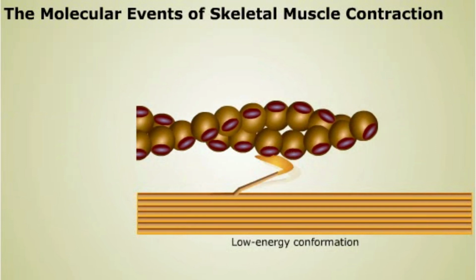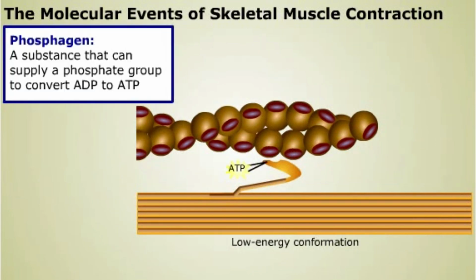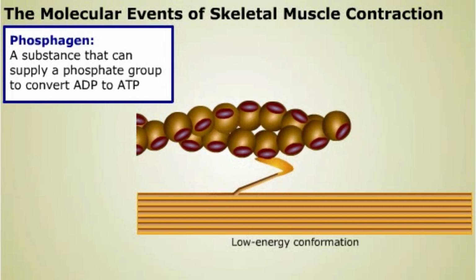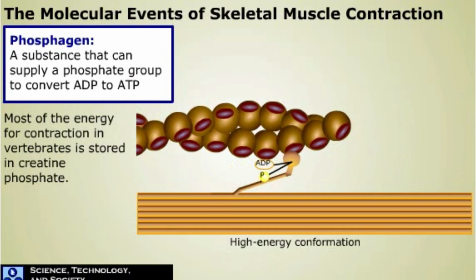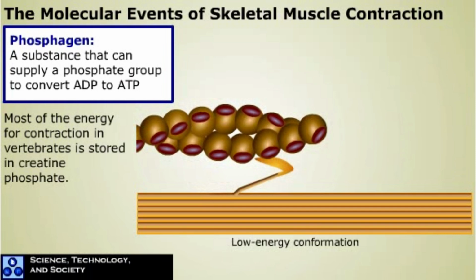Most of the energy for contraction is stored in phosphagens, substances that can supply a phosphate group to convert ADP to ATP. In vertebrates, the major phosphagen used is creatine phosphate. This is why some athletes take creatine phosphate supplements to enhance their muscle performance.